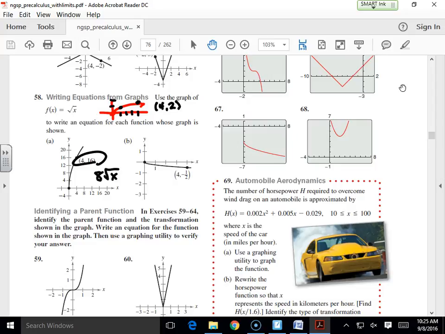Wait, why is it 8? Because the old point was 4, 2. To stretch it, I have to multiply. So I say 2 times what is 16? You see it? So then I need 8 to be multiplied by the y value to get that point.